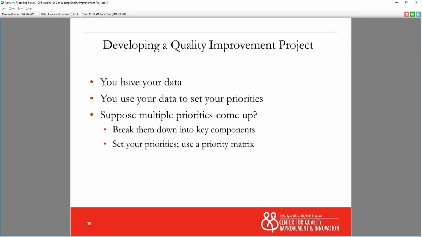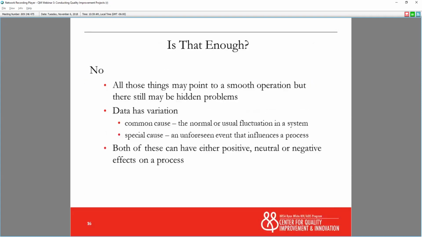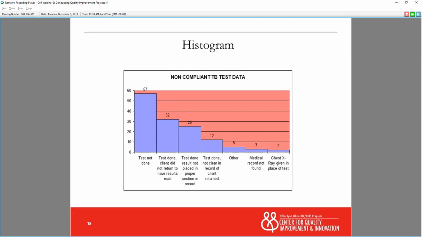Now, if you think back to the histogram a minute ago, and maybe it'll be helpful to put that up again. Bear with me 1 second. If you look at this, chances are you would say, okay, well, where I can get the most bang for my buck is the 57 people. Because for some reason, the test wasn't done on those 57 people, so I can find out why. Well, okay. However, where you really might want to concentrate is on the 32 people where the test was done, but the client didn't return to have the results read.